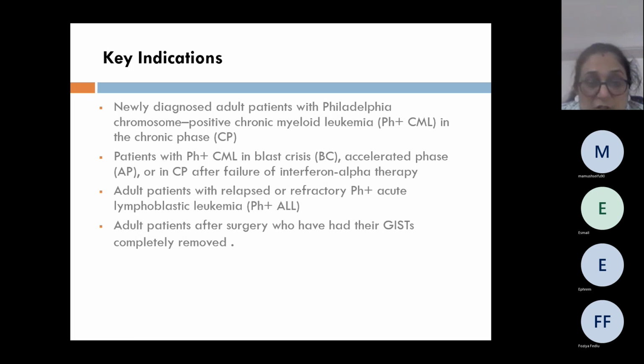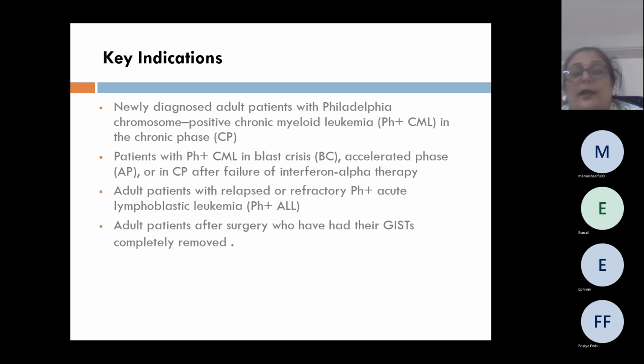But in a group of patients whose disease has a relapse or is refractory. Relapse means it has come back. Refractory means no other treatment is working. So you give imatinib to such patients also.